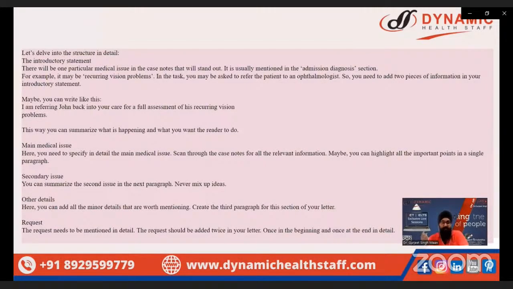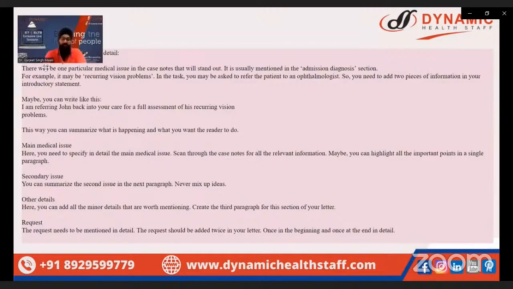For example, if you are writing about a recurring vision problem, you can write, 'I am referring John back to your clinic for the full assessment of his recurring vision problems.' Just by reading the introductory sentence, the doctor will understand who the patient is and what problem he is having. Then come to the main medical issue. You have to specify the main medical issue John is facing. Scan through the case notes and understand which information to highlight. Then, if there is any secondary issue, mention it in the next paragraph.